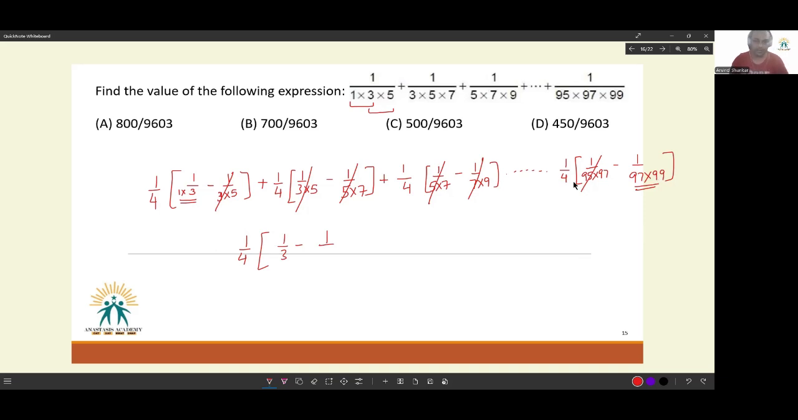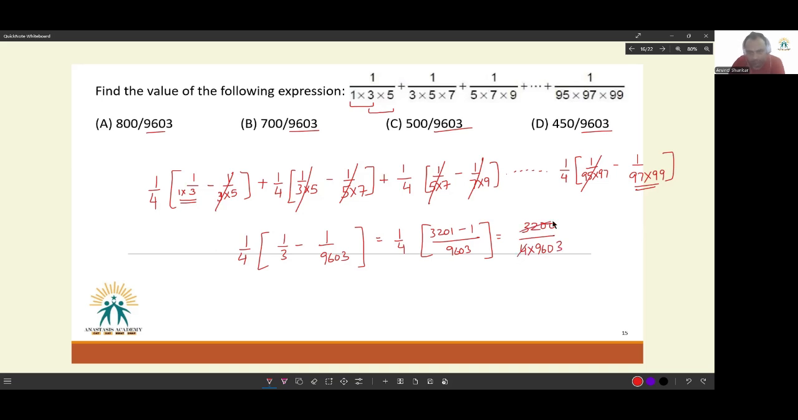9700 minus 97. 9603. A very good indication of this is also available in the options. Let's see. Already present here. So 9603. So 3201. 1/4 of 3201 minus 1 by 9603, which will get us to 3200 by 4 into 9603.